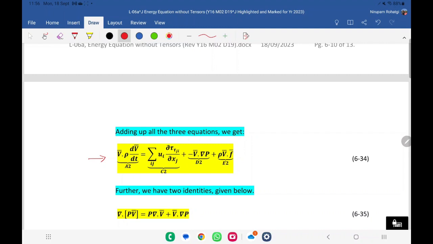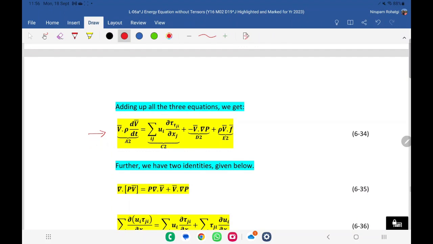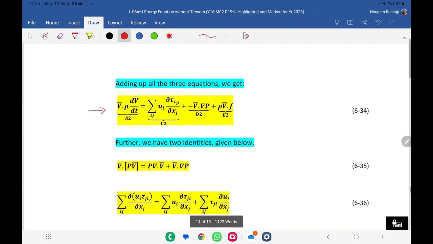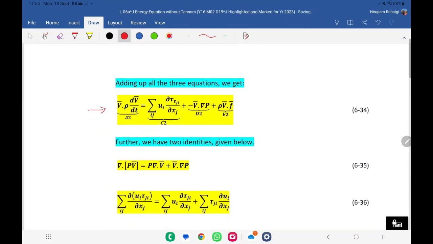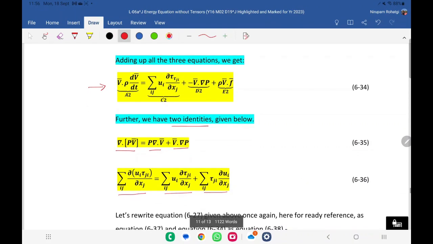Now again we have these two identities that we will be using. One is the term I was talking about. You can break it into two parts. Similarly, this one can be broken up into two parts. And that is what we will be filling in here.